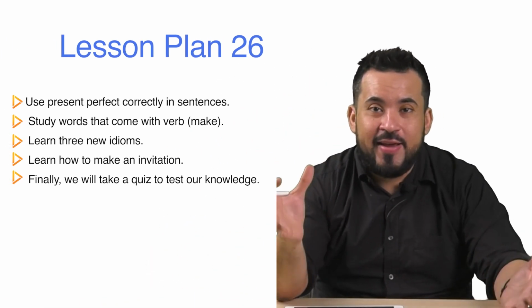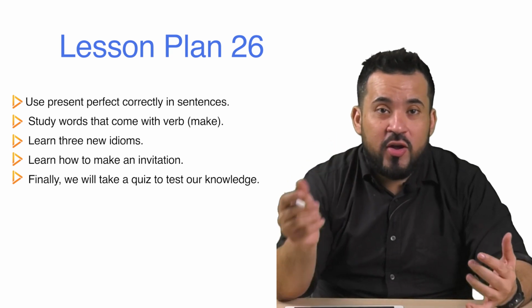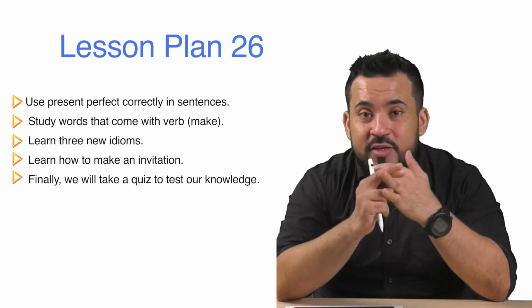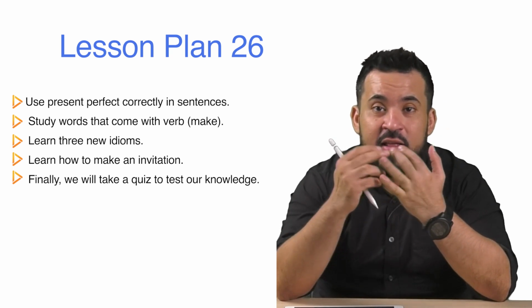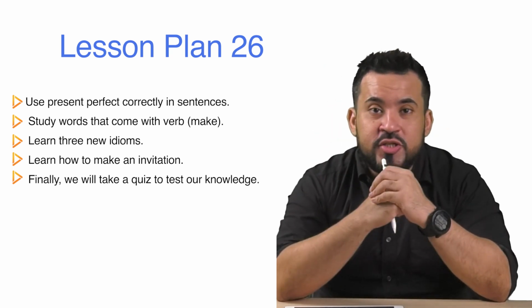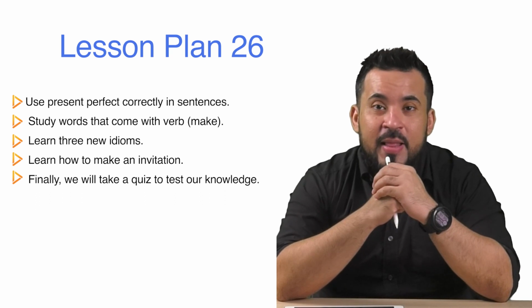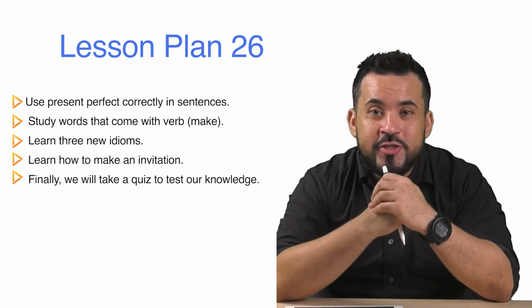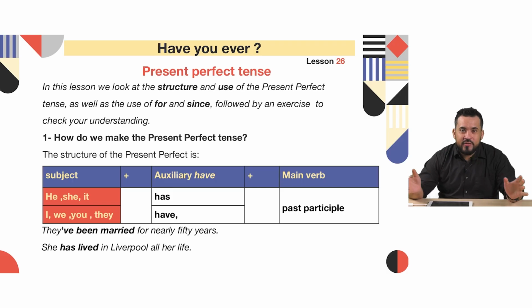So today we are going to talk about the present perfect tense. We are going to talk about how to use the present perfect tense correctly, when to use the present perfect tense, what are the signal words to use the present perfect tense, and I'm going to make it as simple as possible for you. So let's get to it. Today we're talking about the present perfect tense.